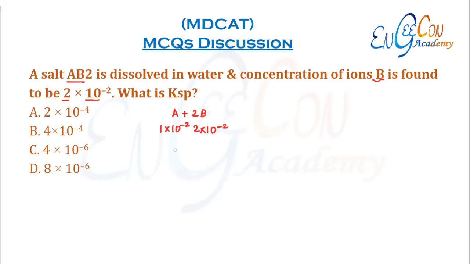Now for a salt of AB2 type, we have Ksp is equal to 4x cube. Here x is equal to 1 into 10 raised to the power minus 2. So we can write 4 into 1 into 10 raised to the power minus 2, whole cube. So we get 1 into 10 raised to the power minus 6 into 4 cube, so 4 into 10 raised to the power minus 6. So C is the correct option.